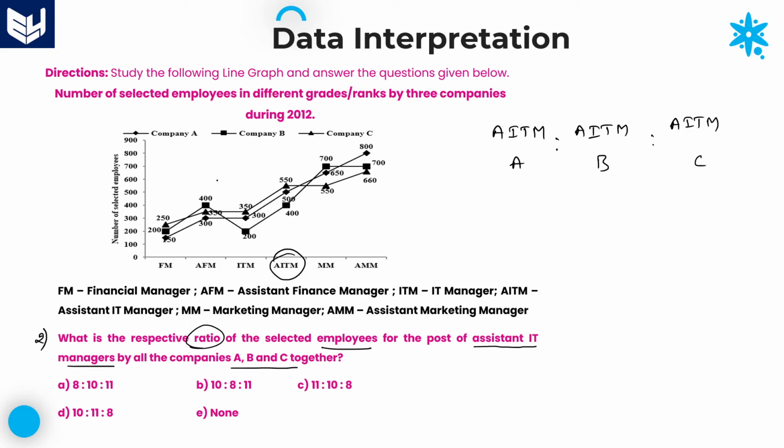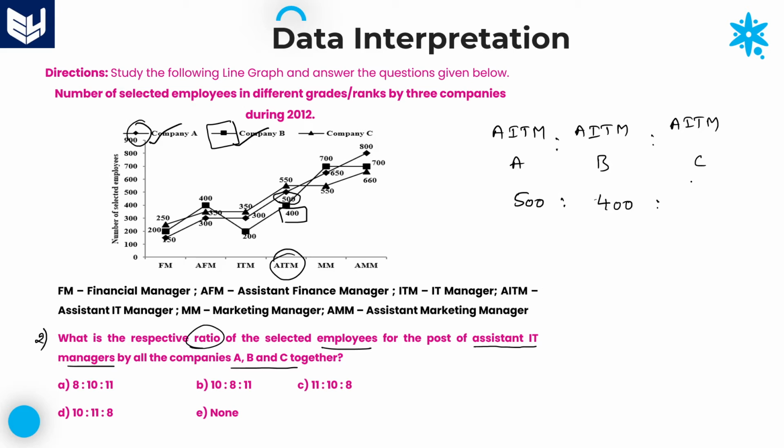In this, first company A is the rhombus shape. Here the rhombus shape value is 500. So company A assistant IT manager is equal to 500. Company B is a square shape, and the value is 400. That is company B assistant IT managers.